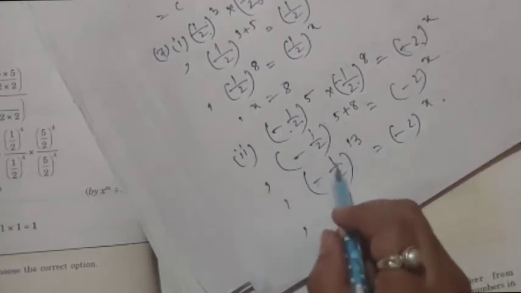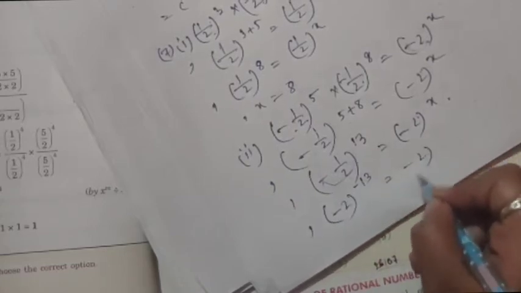Now if we want to write minus 1 by 2 in the form of minus 2, what will happen? The reciprocal of minus 1 by 2 is minus 2, so the power 13 will become minus 13. Minus 2 to the power minus 13 equals minus 2 to the power x. So the value of x is minus 13. Okay, the value of x will be minus 13.